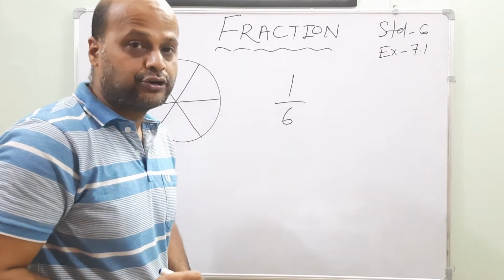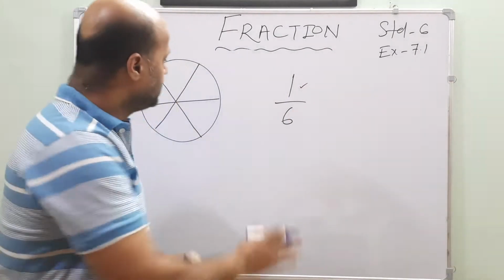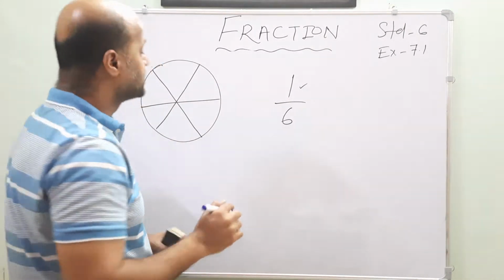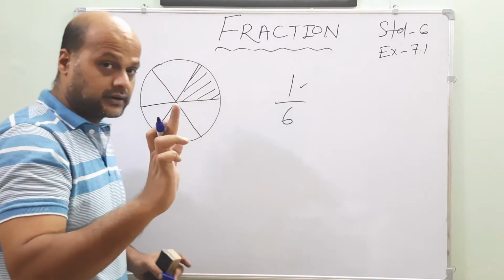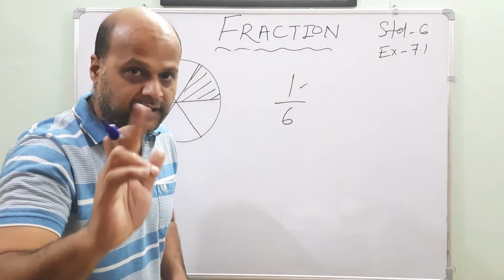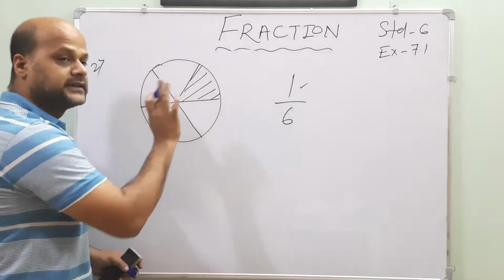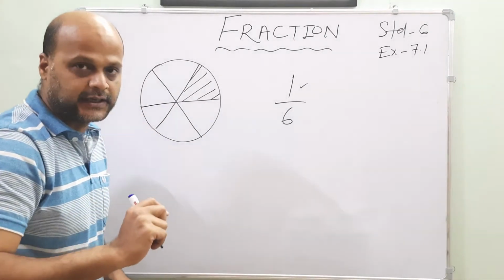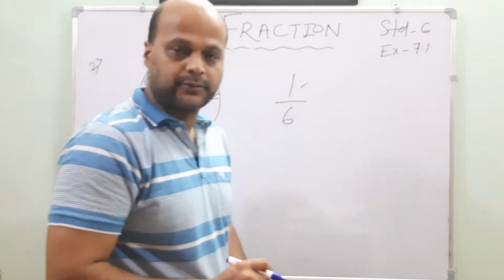Which part do we have to shade? Yes, the numerator part, the upper part. How many? 1. Any one part you can shade or color. Any part you can take, this one also. Only 1. Out of 6, only 1 you have to shade, my dear friends. If I shade this one and this one, it is wrong. Only 1 out of 6 has to be shaded here. Understood, my dear friends? Very good. Now this is 1 by 6 of the part.